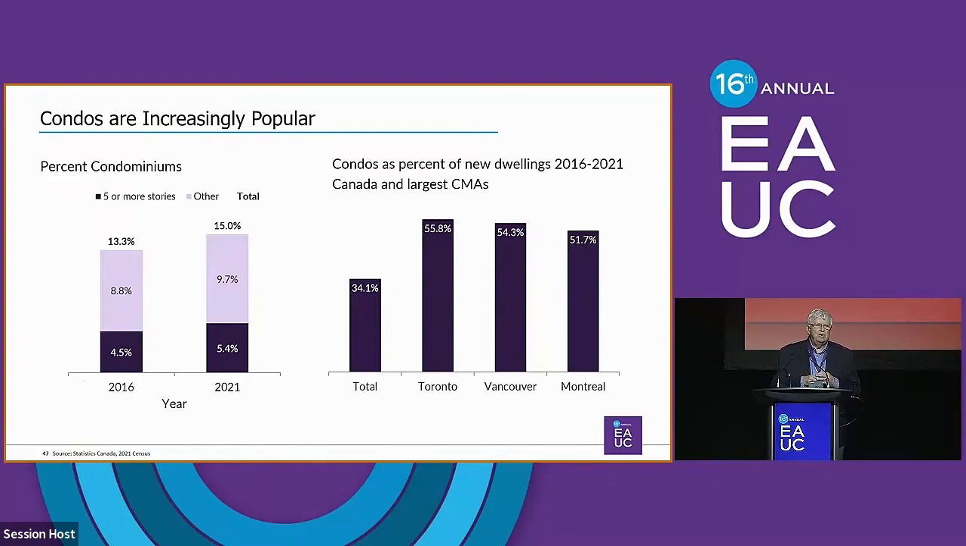Condos, we talked about the downtown areas growing very rapidly. Condos overall becoming more popular, both high-rise and low-rise condos, representing about 15% of the total dwelling stock. But if you look at the dwellings recently constructed between 2016 and 2021, in the 3 big metropolitan areas, over half of all dwellings were in fact condos, many of them high-rise. Overall in the country, a third of all dwellings were condos.